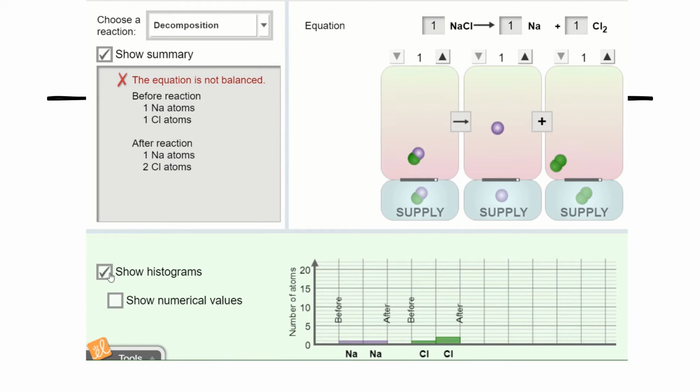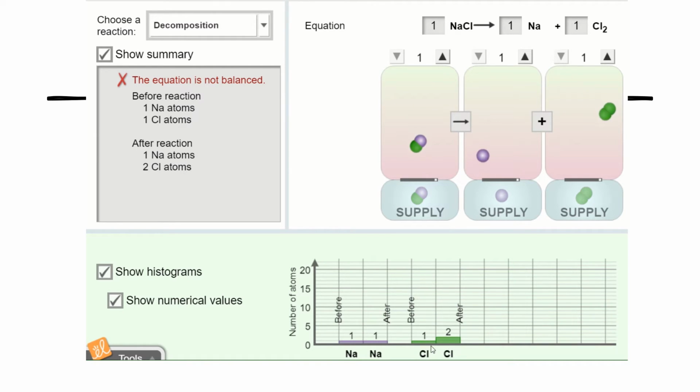Okay, let's try another one. Let's show our histograms with our numbers. And this is decomposition, breaking down. You can see right now it looks like the only thing that is not balanced is chlorine. Now, normally you're not going to be making a graph. You're going to make just a table that lists the elements and counting them.